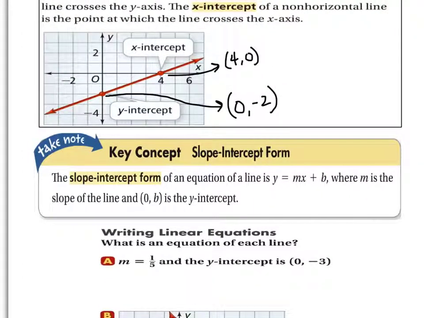Slope-intercept form is the form of an equation of a line: y = mx + b. This is very, very important. y = mx + b, right here. Slope-intercept form, where m is the slope and b is the y-intercept. So what we're going to do is plug things into this equation and write equations of lines given the slope and y-intercept.